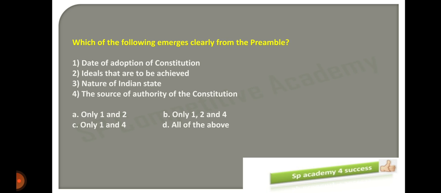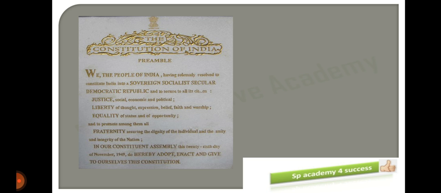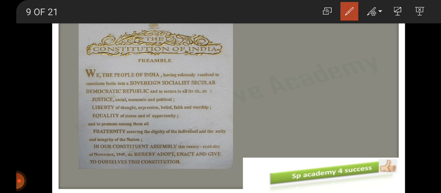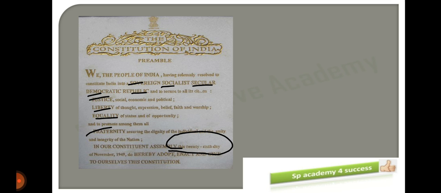See here, I'll show you the preamble. So this is the preamble. What's the first option here? Date of adoption of the constitution. Yes, we can identify it: 26th day of November 1949. So the first statement is right. See the second one, ideals that are to be achieved. Yes, ideals like sovereign, socialist, secular, democratic, republic, justice, liberty, equality, fraternity, all these have been mentioned in the preamble. So the second statement is also right. Nature of Indian state, no, it is not explained. The source of authority of the constitution, no, that is also not explained here.